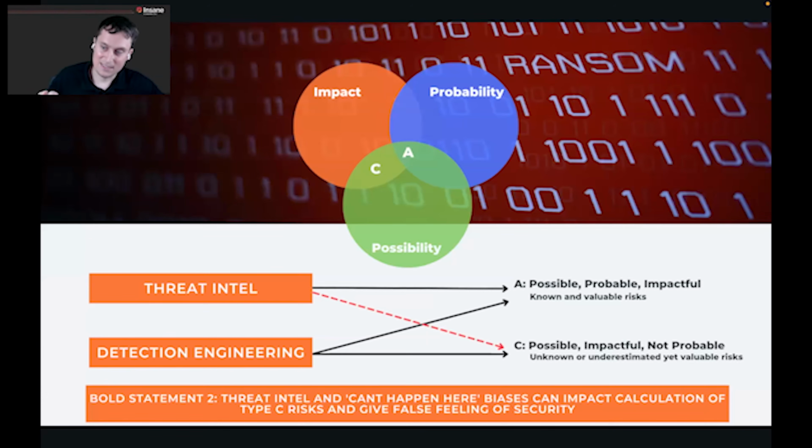because type A and type C are both important. And there's definitely a false feeling of security if you're not considering both. So, Ron, any other thoughts on that? Or are you ready?